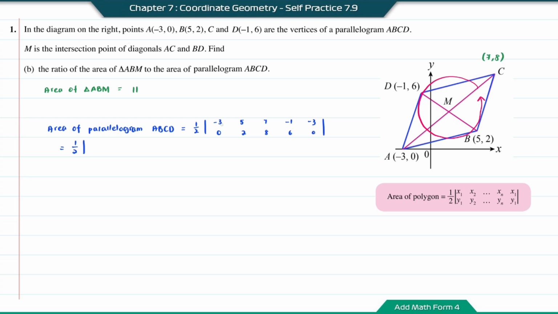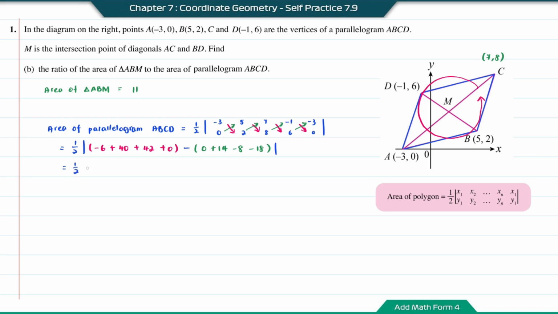So this is equal to 1 over 2, and we're going to sum all products in this direction. So bracket, -3 times 2, we're going to get -6, 5 times 8, positive 40, 7 times 6, positive 42, and -1 times 0, this is 0. And minus the sum of all products in these directions. So bracket, 0 times 5, this is 0, 2 times 7, positive 14, 8 times -1, -8, and 6 times -3, this is -18.